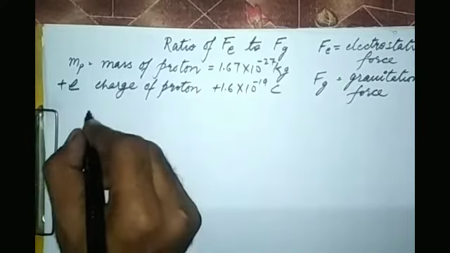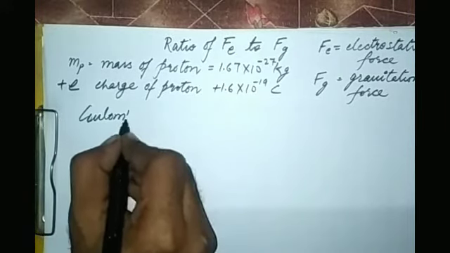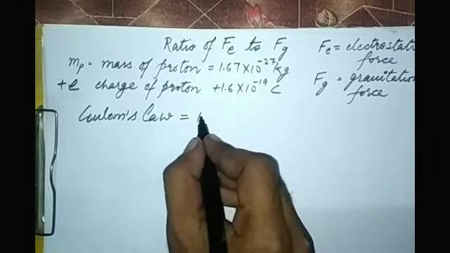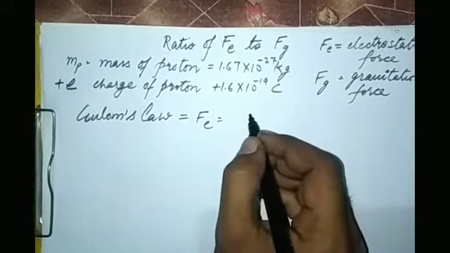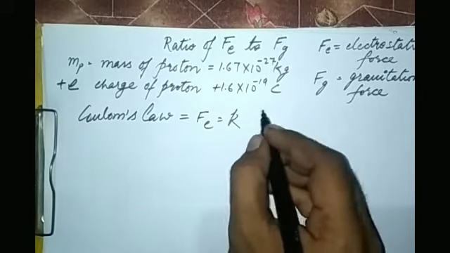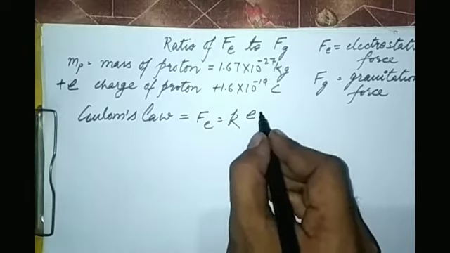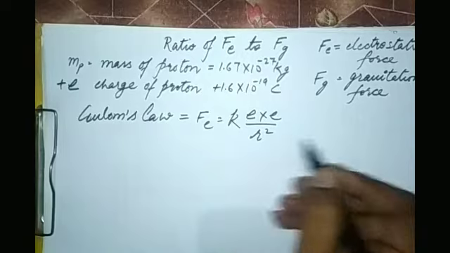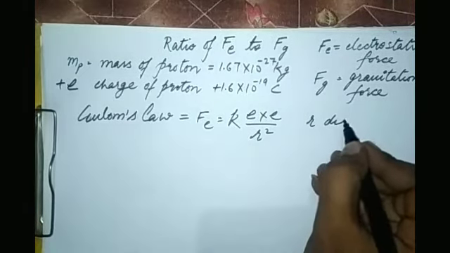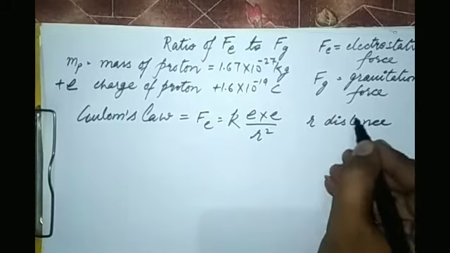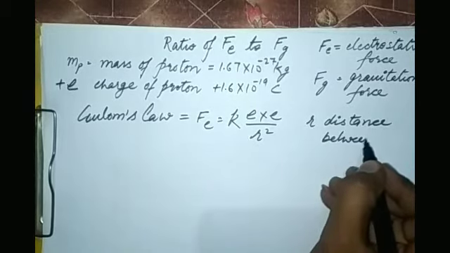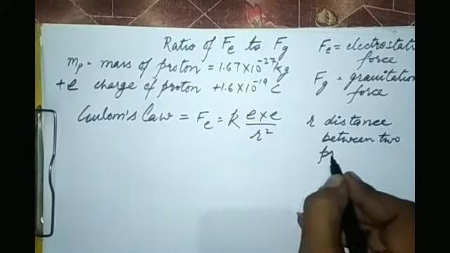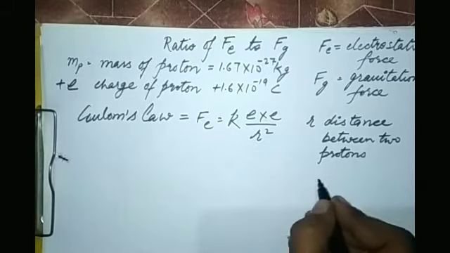If we use Coulomb's law for electrostatics, we can calculate the electrostatic force between two protons, and we know that it is repulsive, because both protons are of the same charge, so they would repel each other. So the electrostatic force equals k times e times e divided by r squared, where r is the distance between the two charges. And in this case r is of the order of 10 to the minus 15, which is in Fermis.